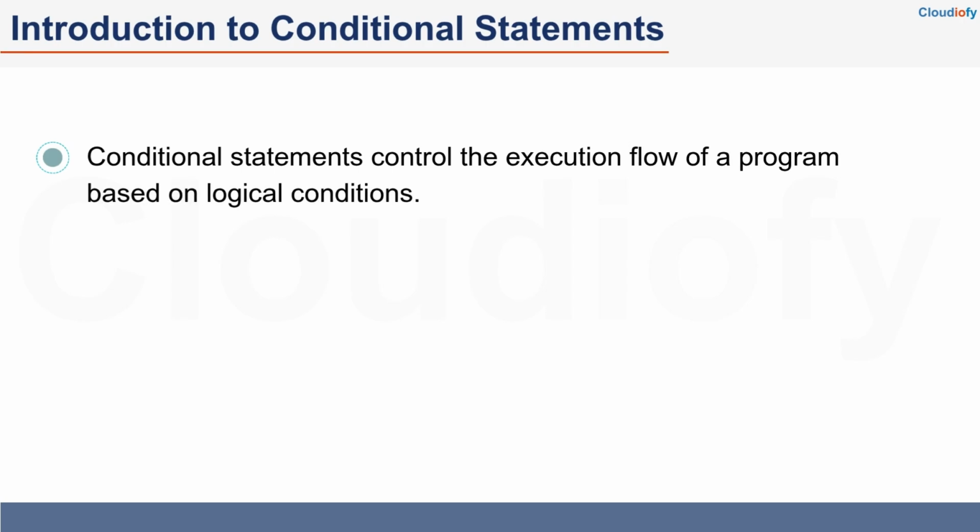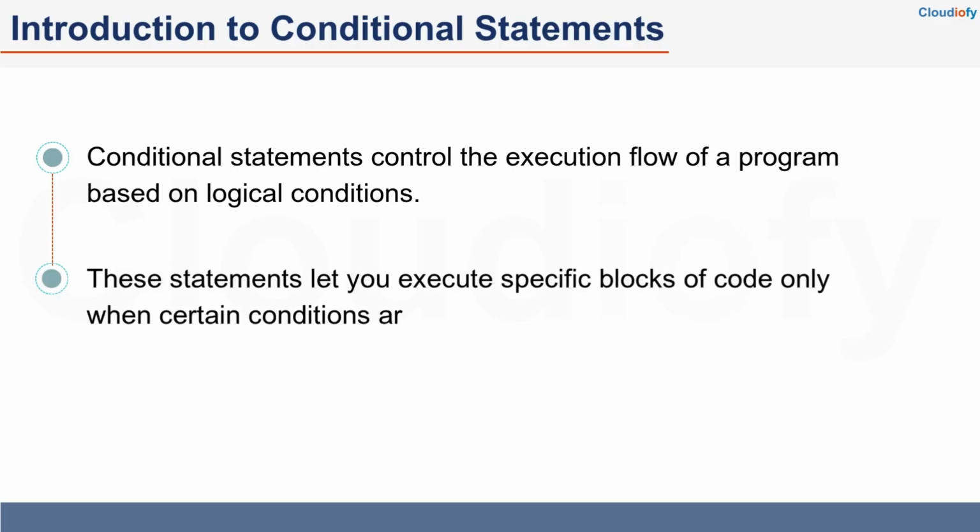Conditional statements control the execution flow of a program based on logical conditions. This means the program chooses what to run depending on whether conditions are true or false. These statements let you execute specific blocks of code only when certain conditions are met. Only the code that matches the logic will run, everything else is skipped.